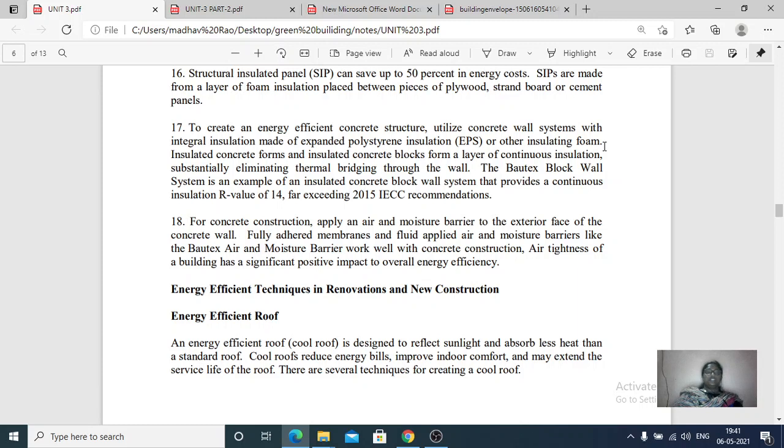So what they are telling here is, to create an energy efficient concrete structure, you have to use polystyrene insulation or insulating foams. Nowadays, even the concrete structures are getting thermal insulation. For concrete construction, apply an air and moisture barrier, even though the concrete structure will produce more heat whenever the sun is directly falling on a top floor.